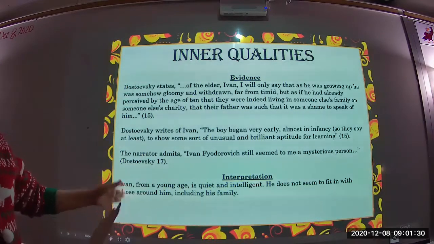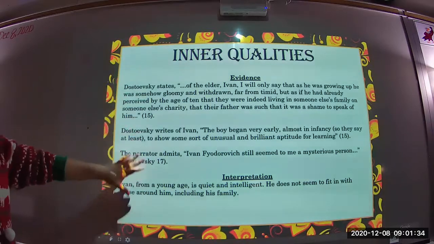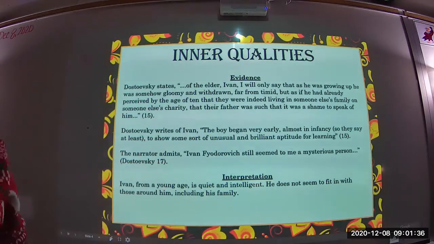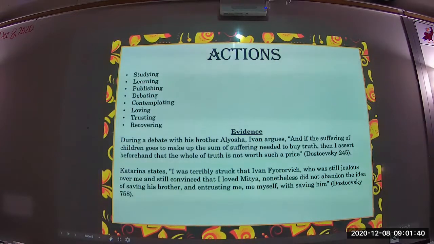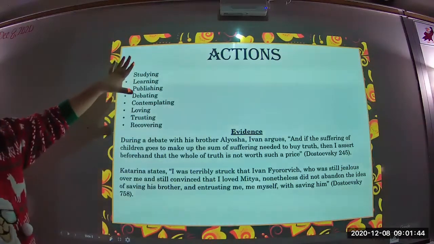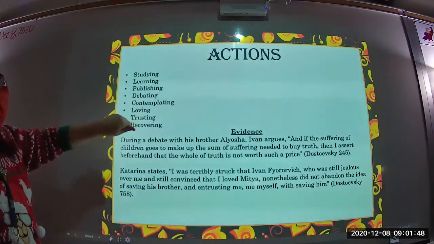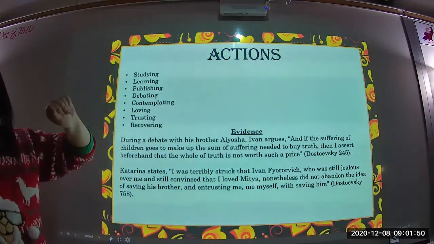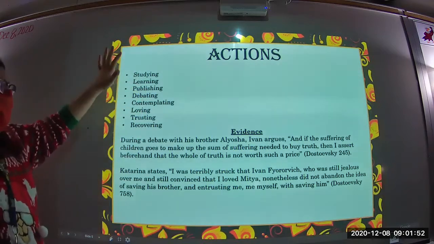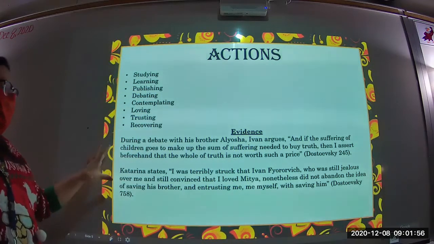Can I back that up? Right? You can kind of see that through here, right? That's what I'm looking for. So 3, and then the interpretation. Actions, this is going to be a mix-up. So actions, you're going to just bullet point it, right? Studying, learning, publishing, debating, contemplating, loving, trusting, recovering, right? He does all of these things throughout the book. My evidence, I'm going to provide 2 quotes.